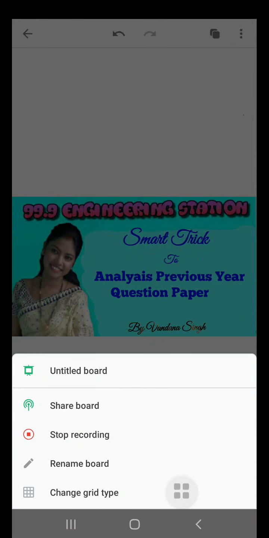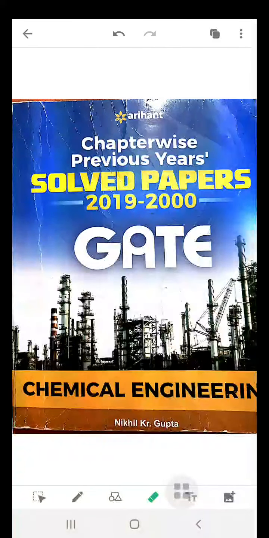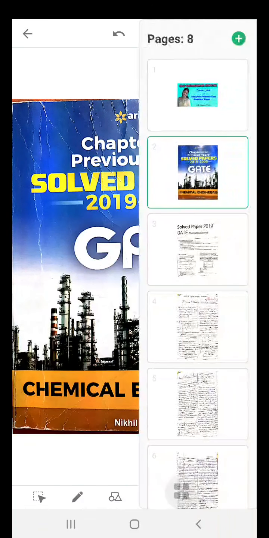For that I consider an Arihant publication chapter-wise previous year question papers, or you can choose any other book or unsolved question paper. I prefer the solved paper here for easy and better understanding for those students who are not fond of solving questions. So I'll start with the technical part. Here is the question paper.